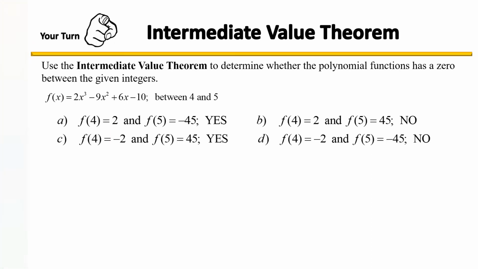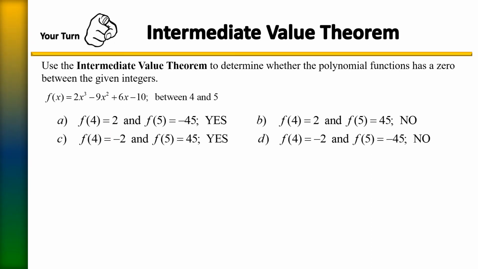Okay, now it's your turn. I want you to use the intermediate value theorem to determine whether the polynomial function has a zero between the given integers. You're going to see if there is a real zero between 4 and 5. You can either use synthetic division to evaluate the function, or you can evaluate it algebraically. Go ahead and pause the video, and when you're ready to reveal the answer, you can restart the video.